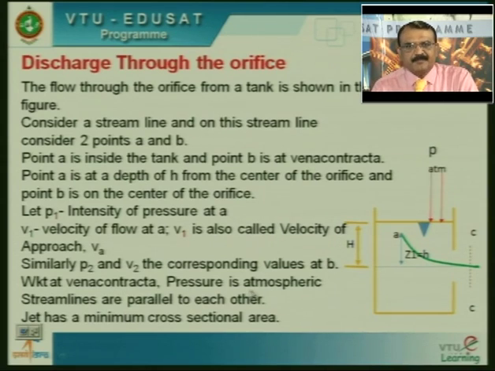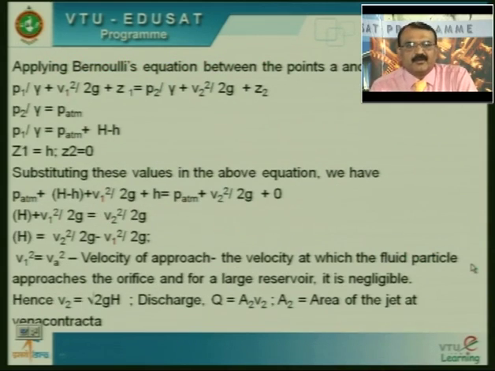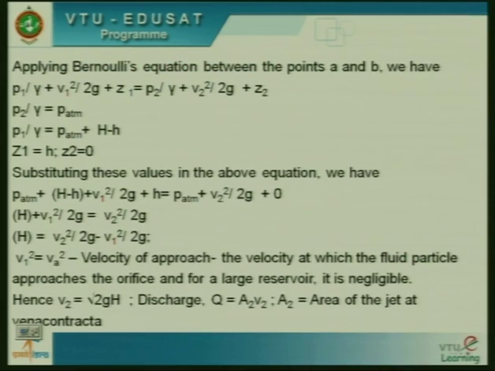Okay. Now we know that this is what I mentioned at the beginning of this class. At vena contracta, the pressure is atmospheric, streamlines are parallel to each other and the jet has a minimum cross sectional area. Now here at this point, just now we defined the pressure at this point is P2. Now I am going to replace this P2 by P atmospheric. Okay, so that is very important. Now once you define these terms, apply Bernoulli's equation between point A and point B.